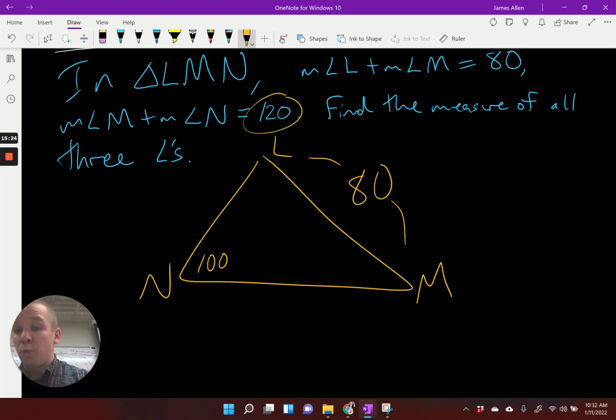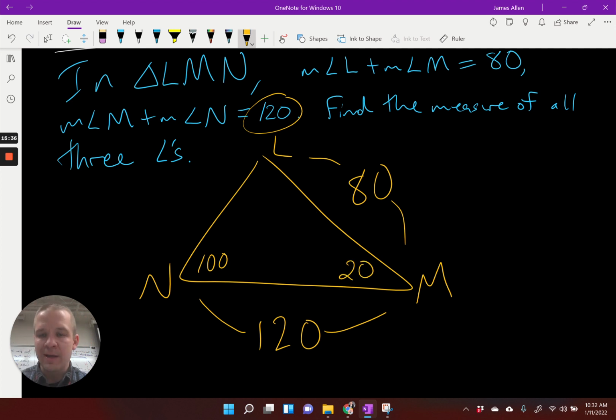Then I take this refurbished value here, as you can see maybe why it was going to be wrong. This is 120 for these two. What's left over for the measure of angle M? Well, that's going to be 20, right? If N is 100 and they add that 120 together, that's going to be 20. And then I got 60 over here. Whether you said two of them add to 120, subtract that from 180 to get 60, or you were looking at this one saying L and M add to 80, subtract 20 from that and I get 60, that works too. Either way, we've got all three angles. We are good to go.